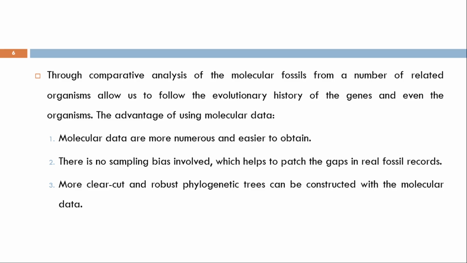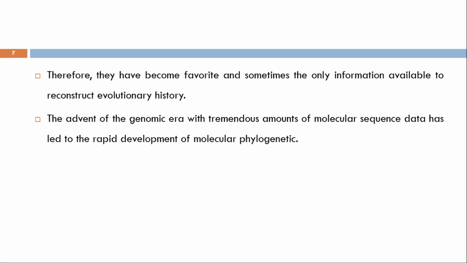Point number three, a more clear-cut and robust phylogenetic tree can be constructed with the molecular data. Therefore, they become the favorite and sometimes the only information available to reconstruct the evolutionary history. Whatever phylogenetic analysis we are doing currently is totally dependent on the molecular data. The advent of the genomic era with a tremendous amount of molecular sequence data has led to the rapid development of molecular phylogenetic analysis. As time passes, sequencing will be cheaper, more data will come to databases from the scientific community, and we will be in a better position to study the evolutionary relations of all the organisms in coming days.